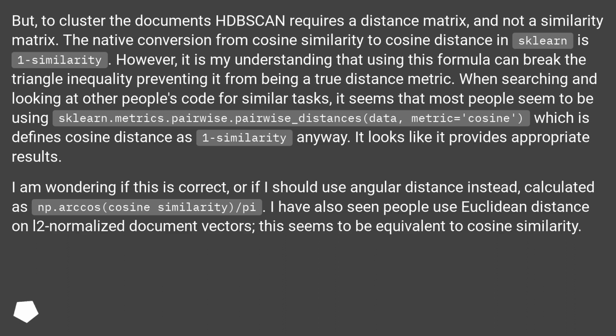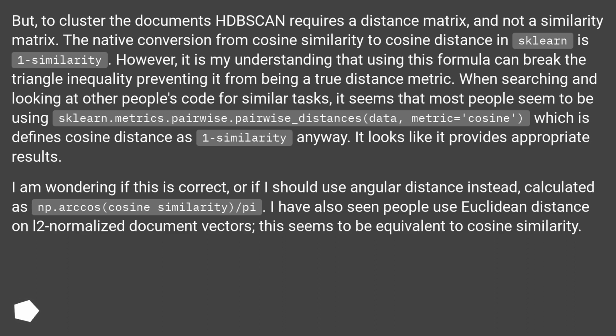However, it is my understanding that using this formula can break the triangle inequality, preventing it from being a true distance metric. When looking at other people's code for similar tasks, it seems that most people are using sklearn.metrics.pairwise.pairwise_distances(data, metric='cosine'), which defines cosine distance as one minus similarity anyway. It looks like it provides appropriate results.